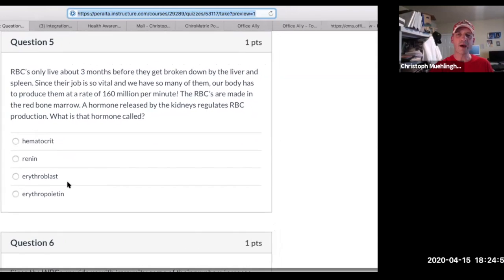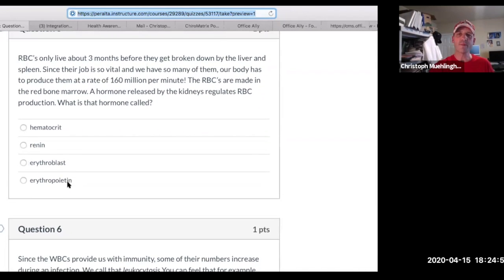RBCs only live about 3 months before they get broken down by the liver and the spleen. Since their job is so vital, and we have so many of them, our body has to produce them at a rate of, and that always blows my mind, 160 million per minute. The RBCs are made in the red bone marrow. A hormone released by the kidneys regulates the RBC production. What's that hormone called? Name first.